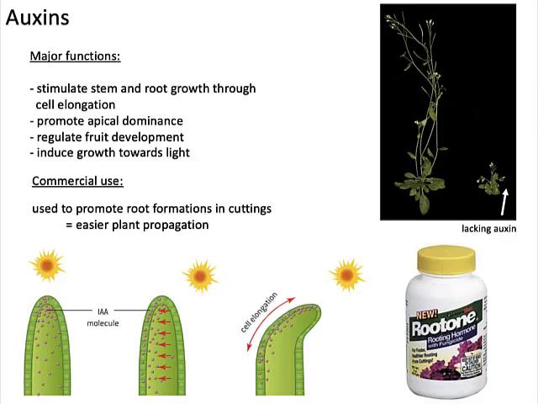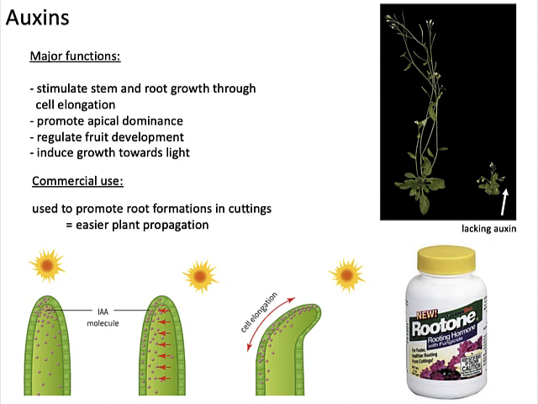Now let's look at a short list of the hormones that are important to know for my course. First, the auxins. Auxins have several major functions, including they stimulate stem and root growth through cell elongation. They promote apical dominance, which we will define very soon. They regulate fruit development, and they induce growth towards the light.